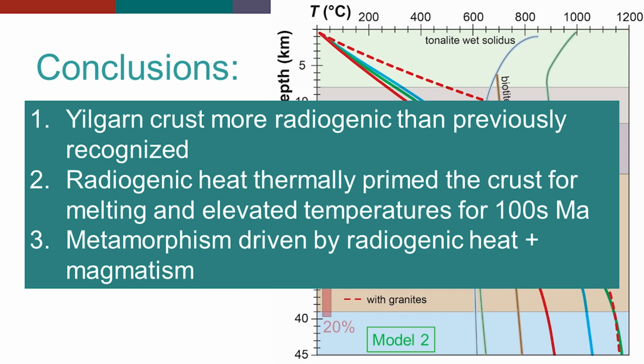So this work, we have demonstrated that the Yilgarn crust is more radiogenic than previously thought. So that's an important outcome right there. I believe that radiogenic heat really did thermally prime the crust for melting. And an implication of that is that the crust would have remained hot for a long time. And then we also see that the metamorphic record that's preserved was driven by radiogenic heat, but also in some cases did require the input of magmatism, such as Tony suggested as well.